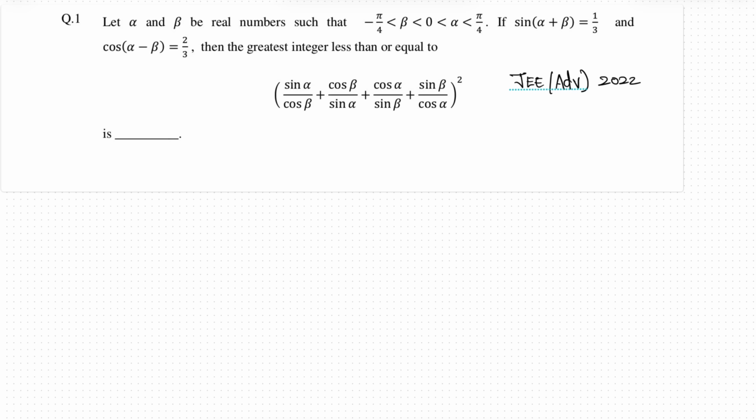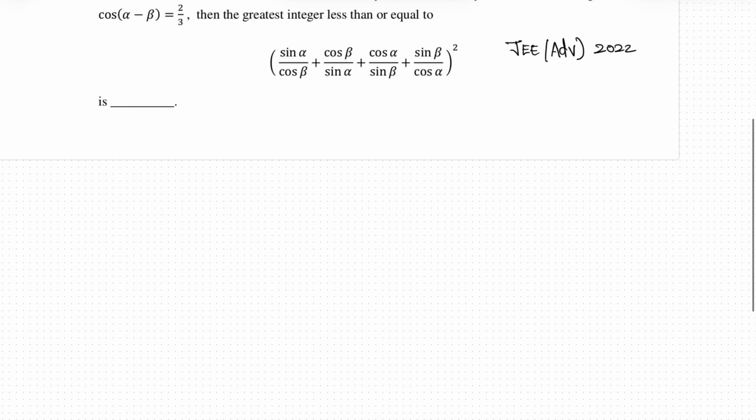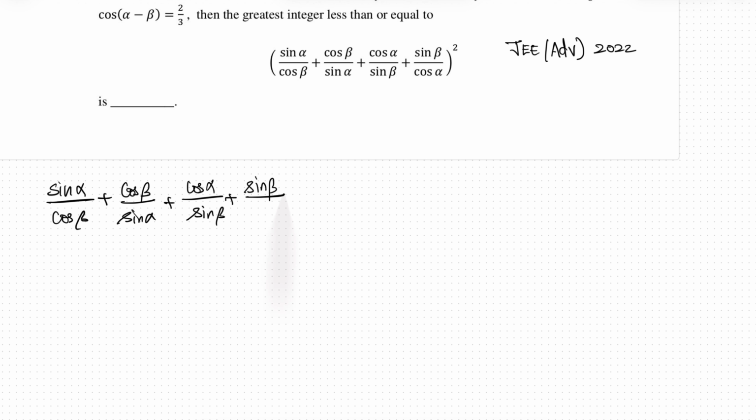Hey viewers, in this video we will be discussing a JEE Advanced 2022 problem that was asked from the trigonometry section. So let's get started with the problem. Let me write the expression: (sin alpha / cos beta) + (cos beta / sin alpha) + (cos alpha / sin beta) + (sin beta / cos alpha).